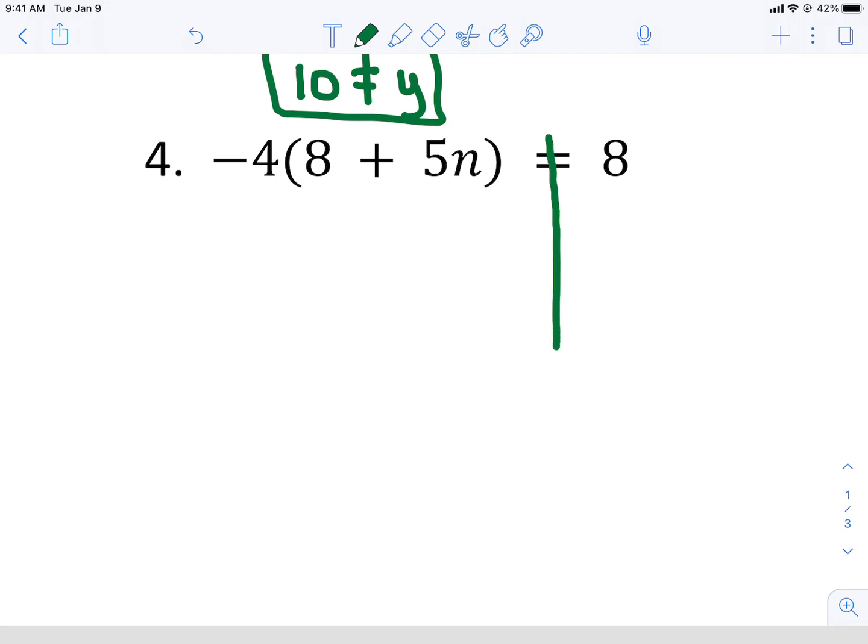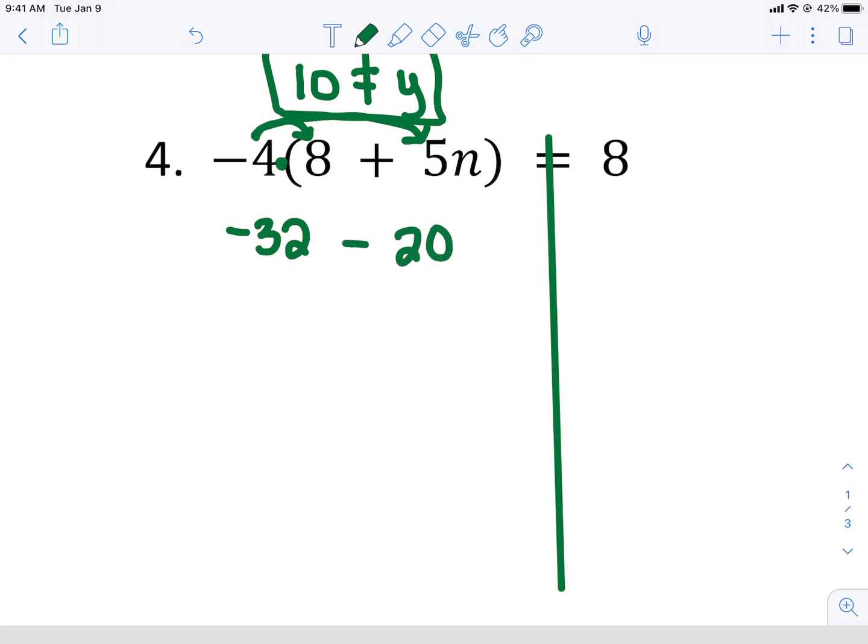Again, we start by drawing a line through the equal sign. Okay, I have a number next to parentheses, which means I multiply. So I'm going to take negative 4 and multiply it by 8. Gives me a negative 32. A negative 4 times a 5n gives me a negative 20n equals 8.